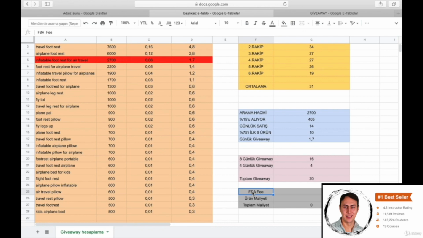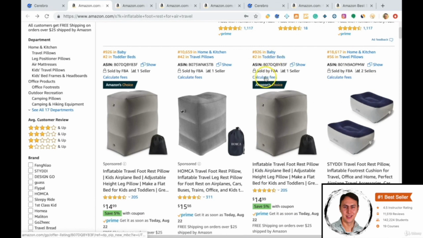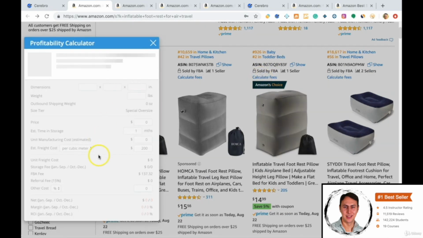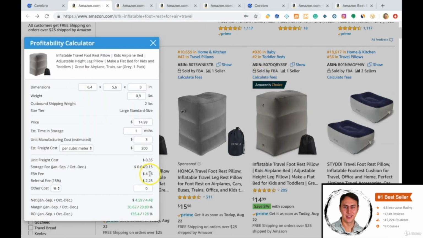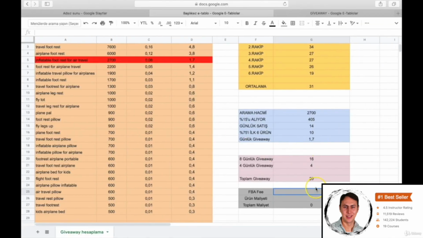Now let's get into one of our competitors' product list. Look here, Calculate Fee Rights, click here. You can see the amount of FBA fee, the money Amazon receives from you, here. It has a total cost of $7. We write this in the table. The cost of the product is $3. We write all $3 here.